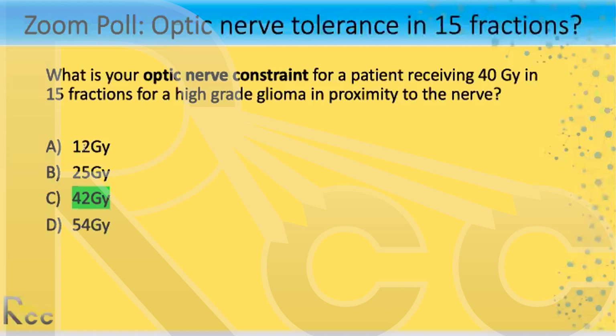Now, these other choices here, the 12 gray and 25 gray, those are relatively low. And if you have a tumor that's in proximity to the optic pathway, you don't want to underdose that tumor irresponsibly. And so you'll see that 42 gray is roughly equivalent to 54 gray that's conventionally fractionated when you're doing hypofractionation. And I'll show you a slide on this in a moment.